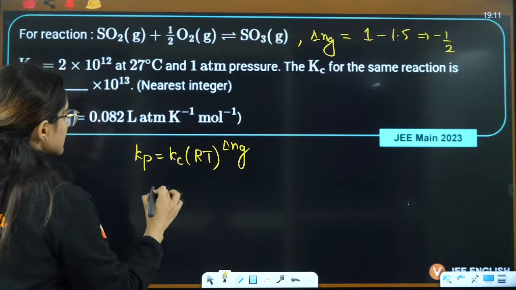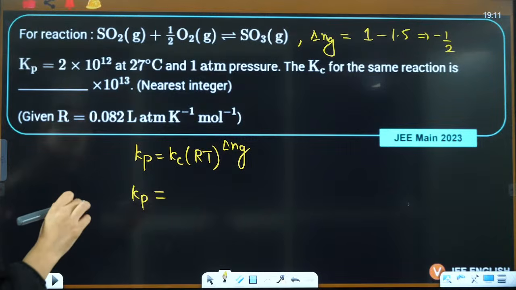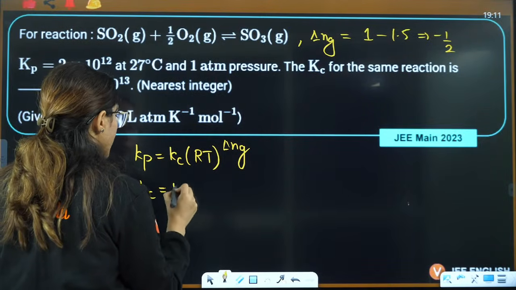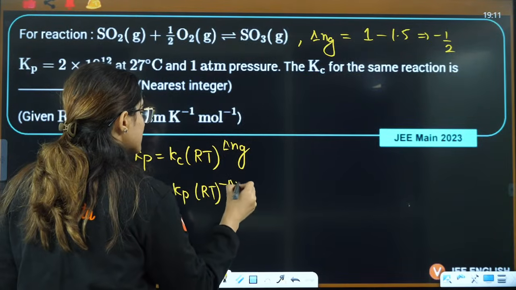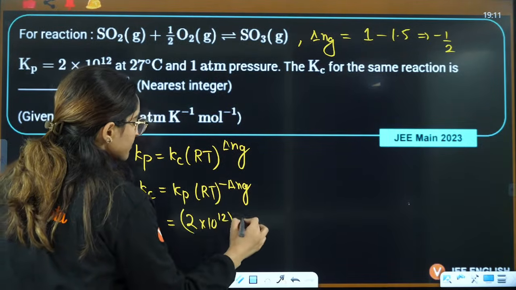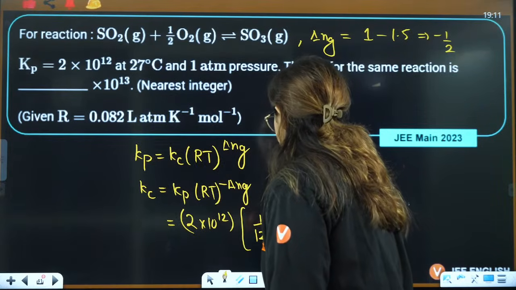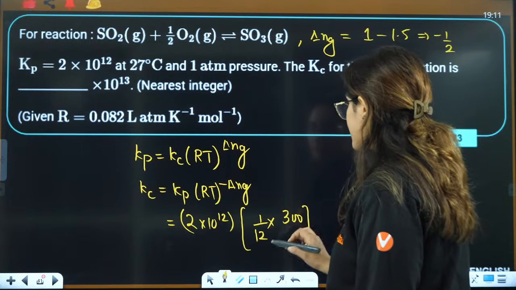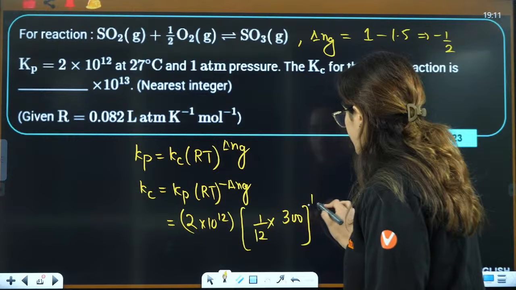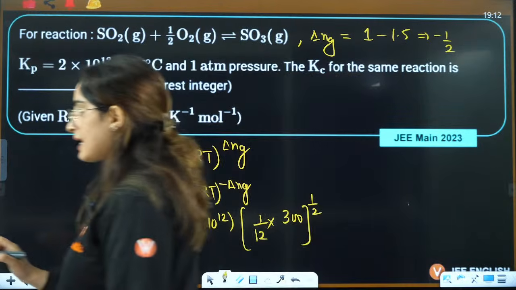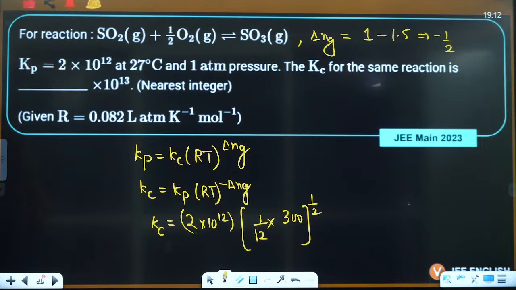You have to find Kc, and Kp is given. So Kc is equal to Kp RT raised to power minus delta Ng. Kp is 2 into 10 raised to power 12. R is 1 by 12. Temperature is 27, meaning 300 K. Minus of minus half is half. Now just solve this equation and you will get your answer for Kc. Tell me, everybody, is that clear?